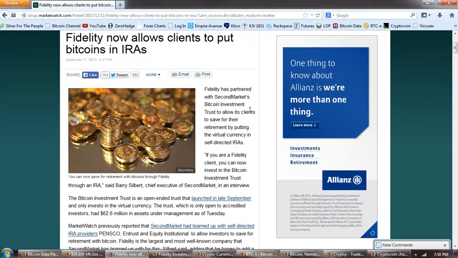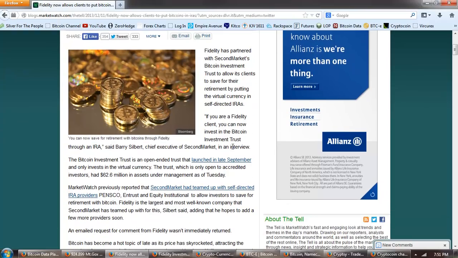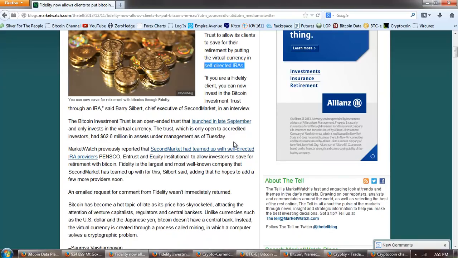Fidelity has partnered with Second Market's Bitcoin Investment Trust to allow its clients to save for their retirement by putting the virtual currency into self-directed IRAs. Quote, "If you're a Fidelity client, you can now invest in the Bitcoin Investment Trust through an IRA," said Barry Silbert, chief executive of Second Market, in an interview.